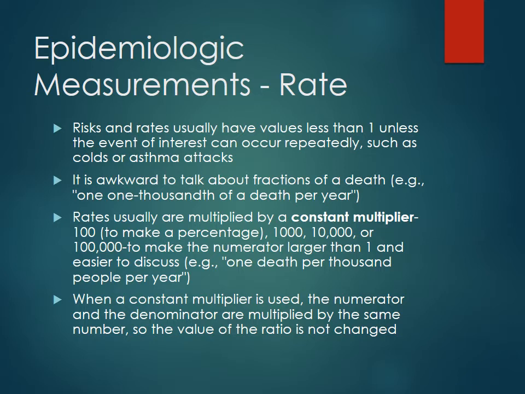So risk and rates usually are going to have values less than 1 unless the event of interest can occur repeatedly. Because death can only occur once, in that situation, it would always be less than 1. Unless you had every single patient end up dying, then it would just be 1. So 1 or less. If the event can occur frequently, so say you're looking at asthma exacerbations, say you're looking at falls, whatever happens to be, that one can certainly be over 1 in that case.